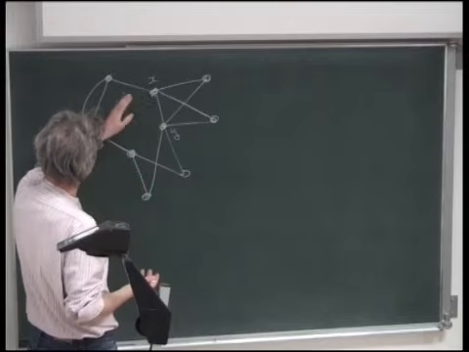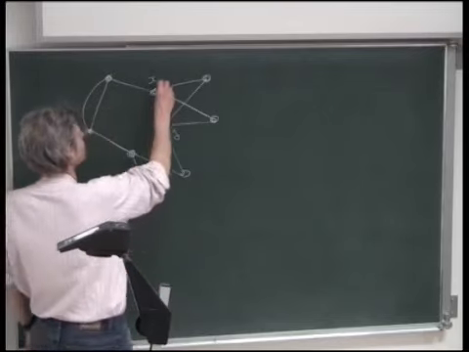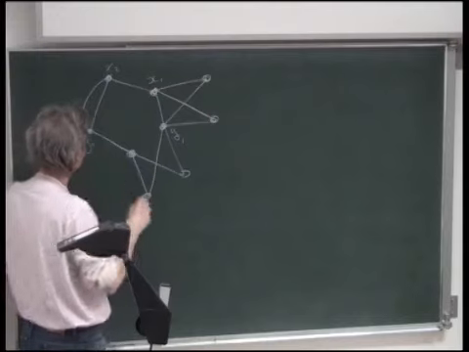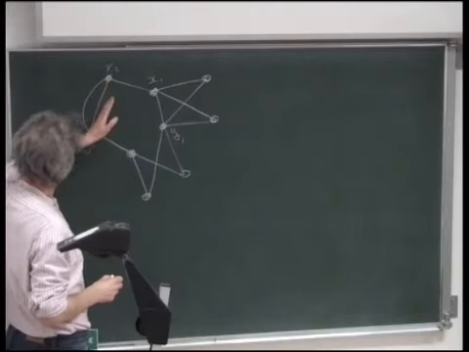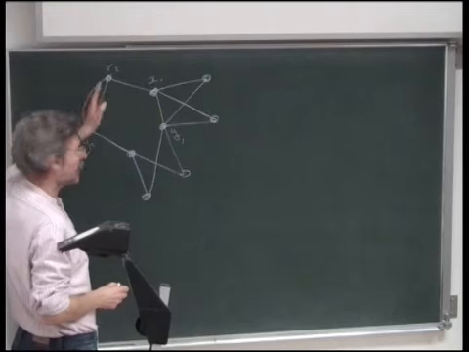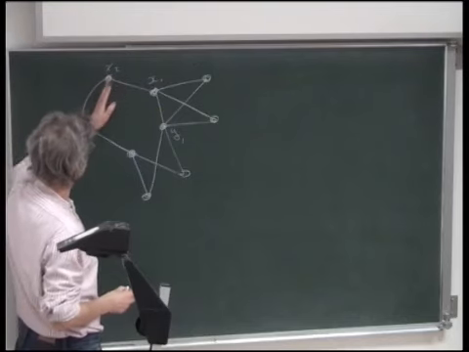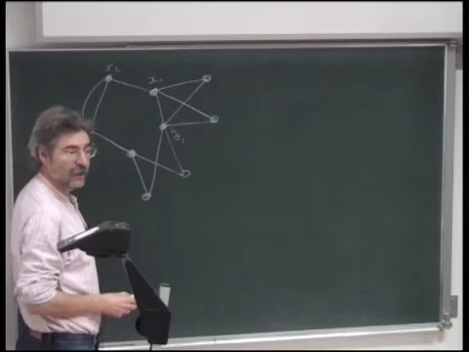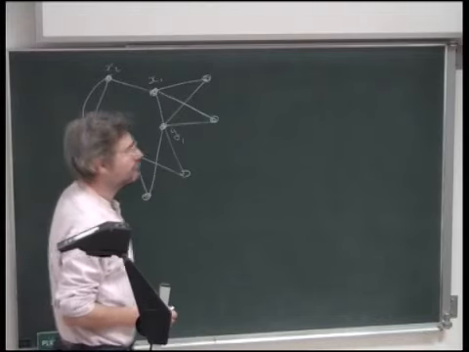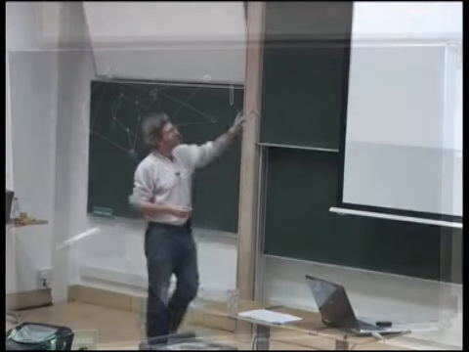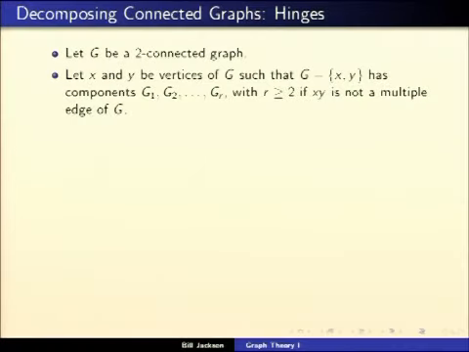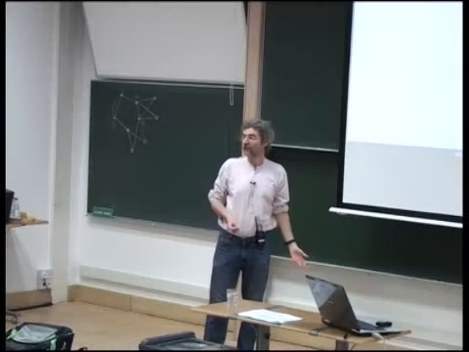So if we have a multiple edge, then, well, let's call this x1, y1. We call this x2, y2. So I'm also going to pull multiple edges off the graph. So I'm thinking of this as being in some sense also a two vertex separation, even though there is only a multiple edge on one side. So that's the last condition here. So r is greater or equal to 2 if xy is not a multiple edge. But if xy is a multiple edge, then maybe there is only one component in g minus xy.